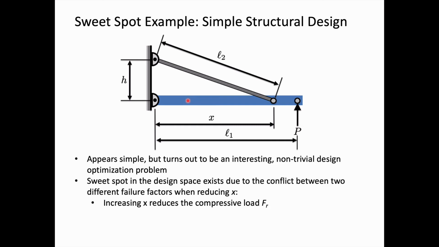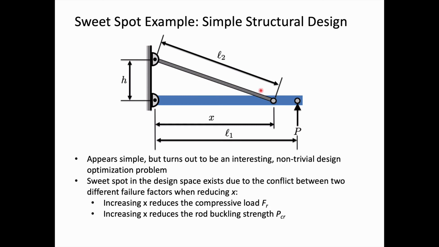If we increase X, that reduces the compressive load. In other words, if we push this attachment point closer out to the applied load, that's going to reduce the mechanical advantage that this load has on the rod, and so that's going to reduce the force that exists in the rod.